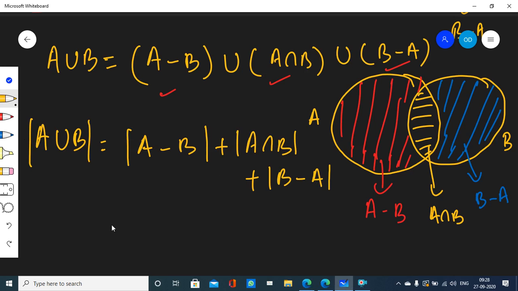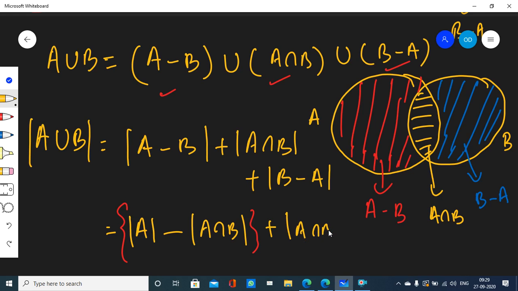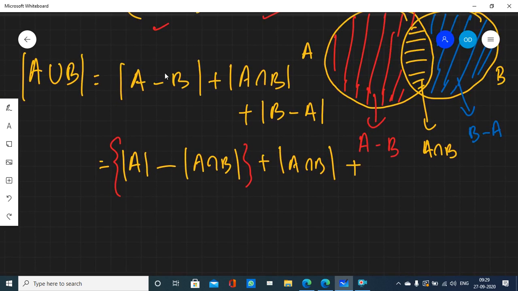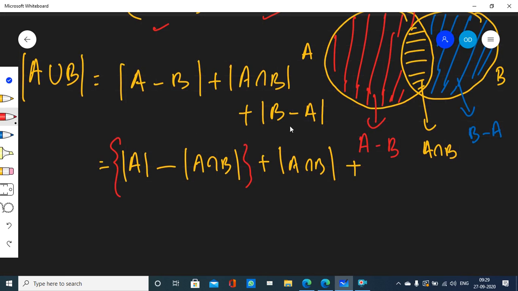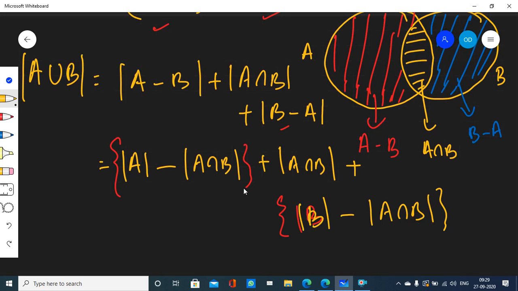Now we have already derived the formula for cardinality of A minus B. What was that? Cardinality of A minus cardinality of A intersection B. Then plus cardinality of A intersection B, and we have also already derived the formula for cardinality of B minus A. What is that? Cardinality of B minus cardinality of A intersection B.